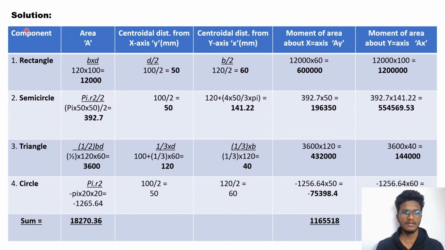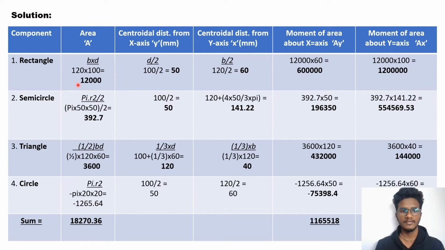Solution. Components which are rectangle, semicircle, triangle, circle. Then the area, then centroid distance from x-axis, that is y, centroid distance from y-axis, that is x mm, moment of area about x-axis, that is area into y centroid, moment of area about y-axis, that is area into x centroid. So first we'll solve for the rectangle.